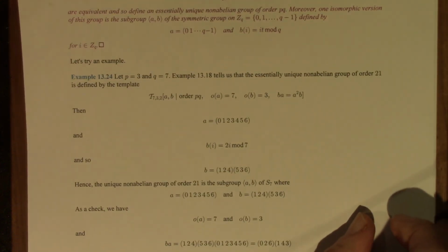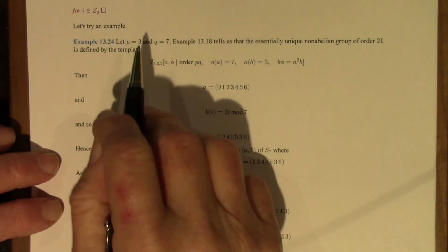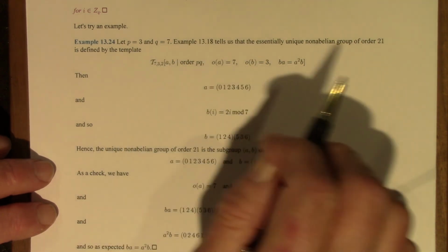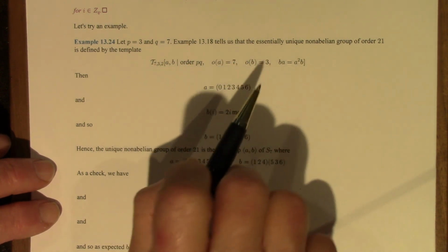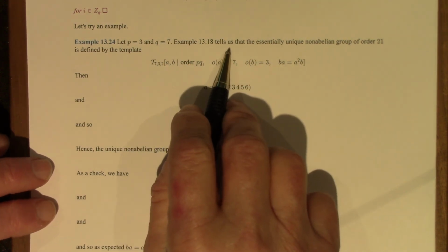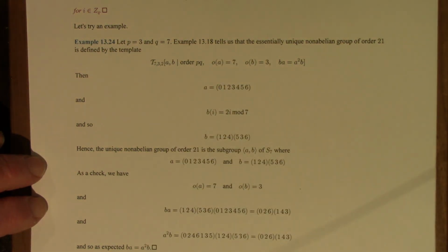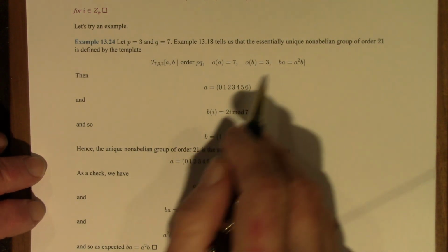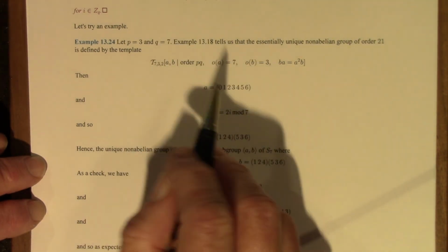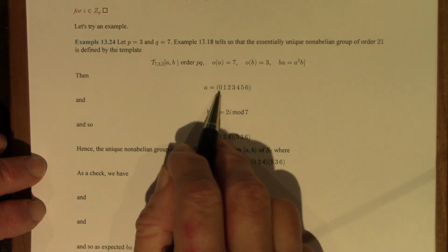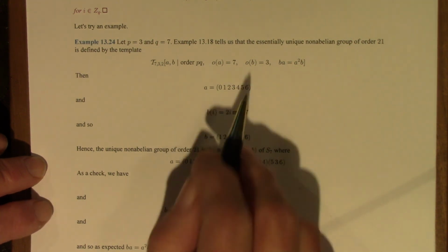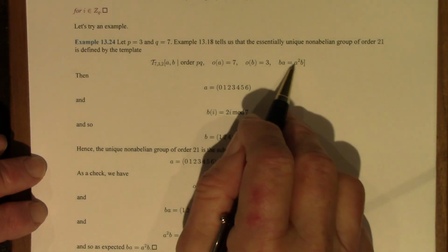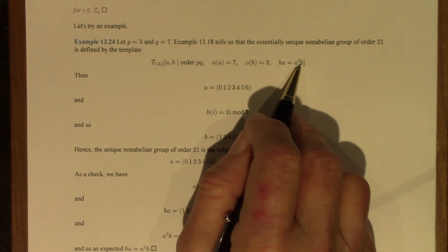So let's try an example. Suppose P is 3 and Q is 7. We've already looked at this. An earlier example tells us that the essentially unique non-abelian group of order 21 is defined by this template. And applying this theorem, A is the cycle 0 through 6, and B of I is 2I mod 7. 2 is the T here, this exponent.